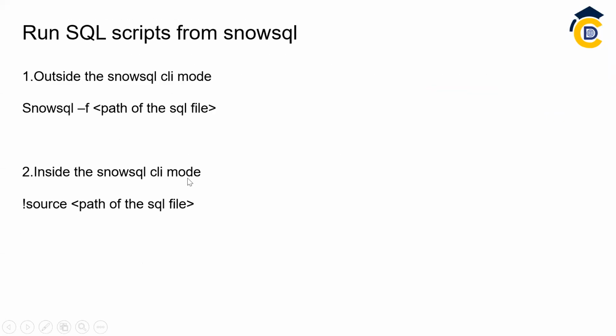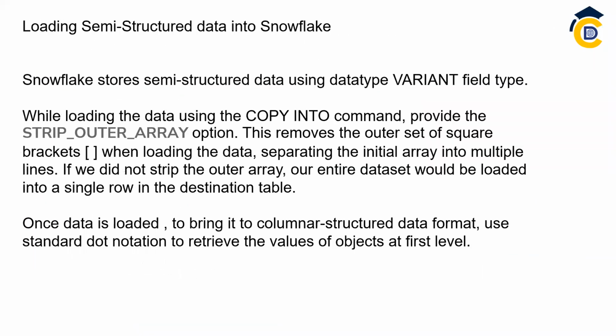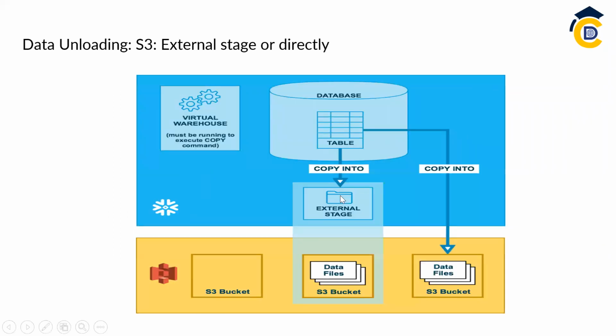So if I go back to the, right, so we were looking at this local system. Now we will do it to the S3 bucket. So simple, we will copy into external stage and then into the bucket, or we can directly also copy from the table to the S3 bucket, provided. What is the condition, guys? Provided, how do we do this?